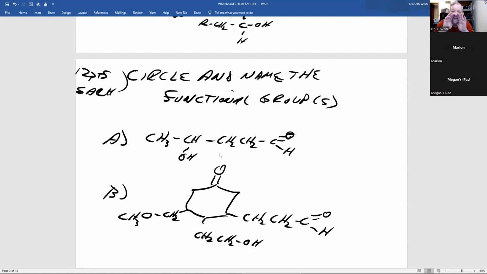Remember, look for something different. What's not carbon, what's not hydrogen, what's not a carbon-carbon single bond should get your attention like that.